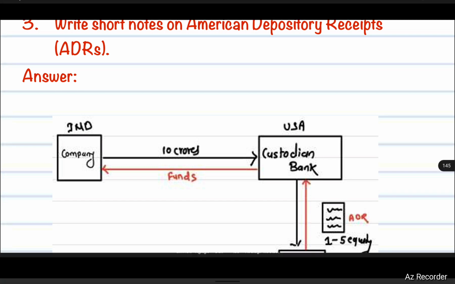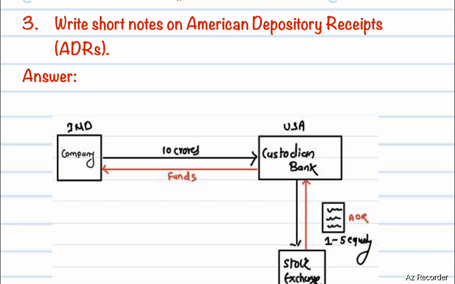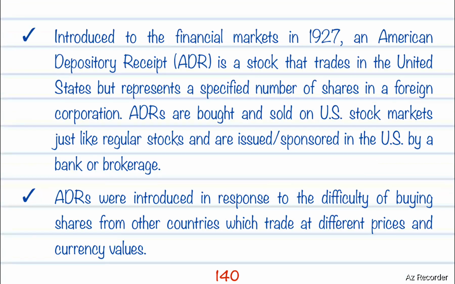Write short notes on American Depository Receipts. An American Depository Receipt, ADR, is a stock that trades in the United States but represents a specified number of shares in a foreign corporation. ADRs are bought and sold on US stock exchanges just like regular stocks and are issued or sponsored in the US by a bank or brokerage.